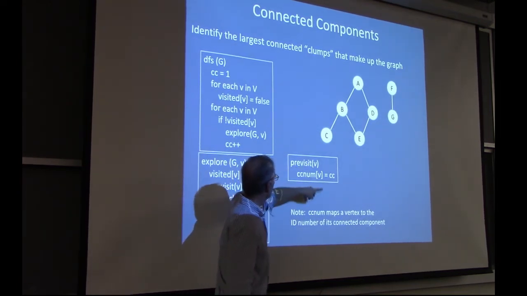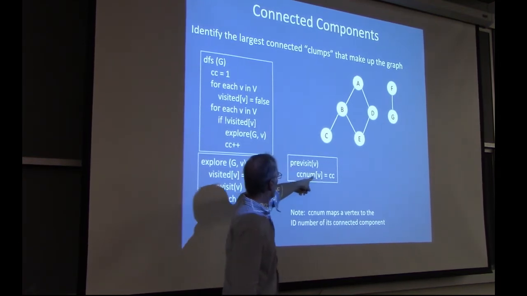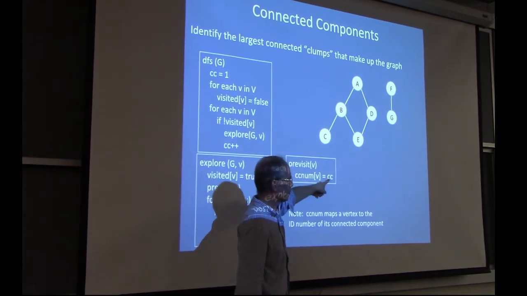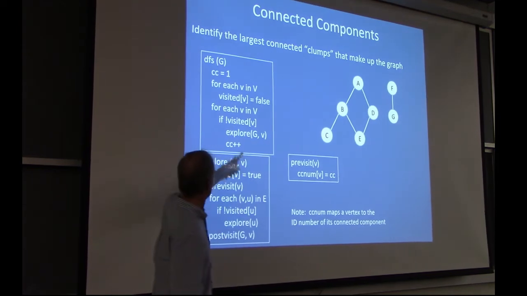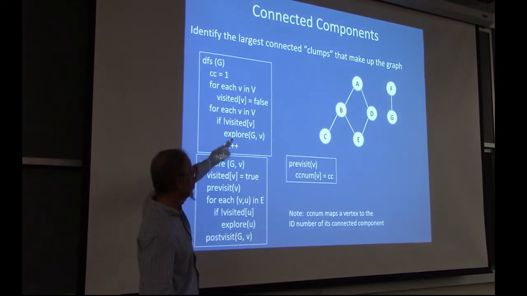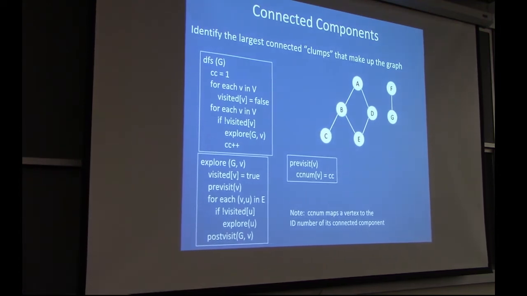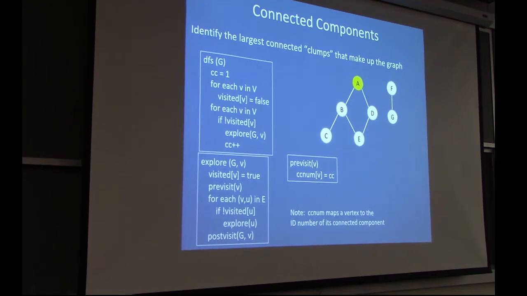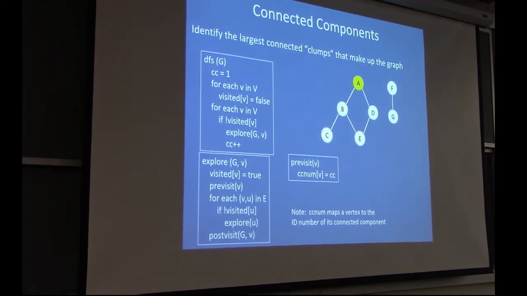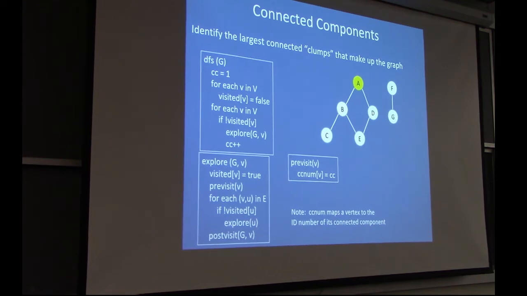When we call previsit, it will set the CC number of a vertex. So imagine an array. It will set the CC number for that vertex to be whatever the current value of CC is. And here's the trick. After we finish exploring out of DFS, we increment CC. All right? So let's see how that works. We start visiting A, and when we color it yellow, we previsited it after that. So we mark it visited down in explore, and then we have to previsit it. So what's previsit going to do?